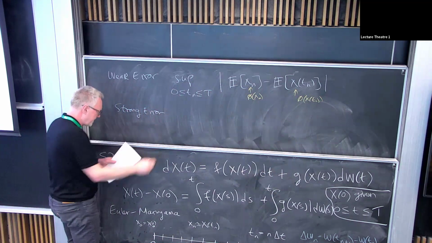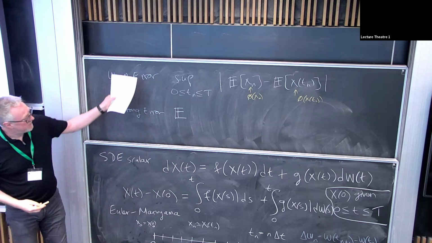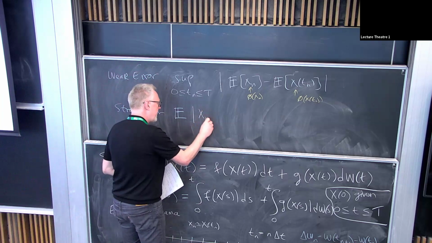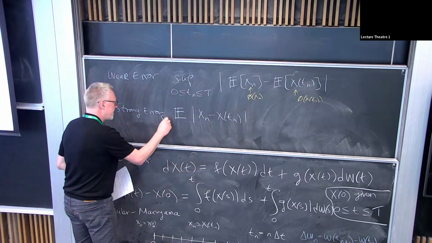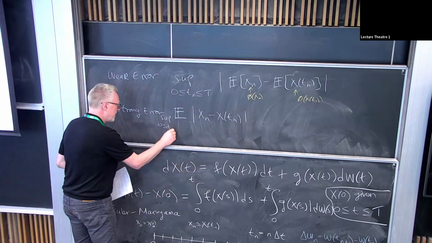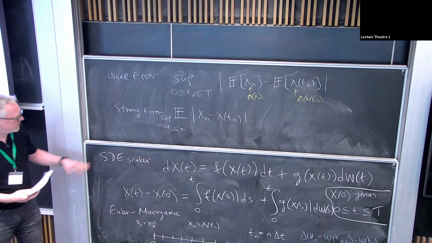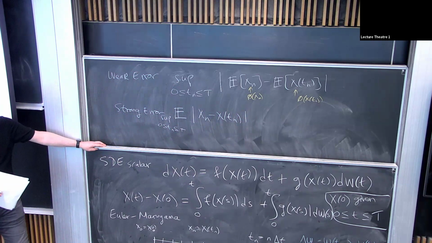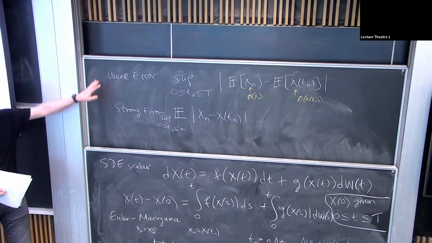The corresponding strong error, instead of the error of the means, is the mean of the error. So it is xn minus x of t. And this again is the sum. As I said, these are random variables, so they're infinite dimensional objects. So we can't just write down results that are independent of how you measure size. Norms are not equivalent in infinite dimensions. So these are different things.